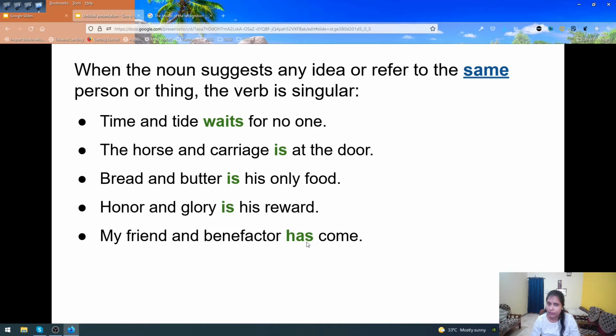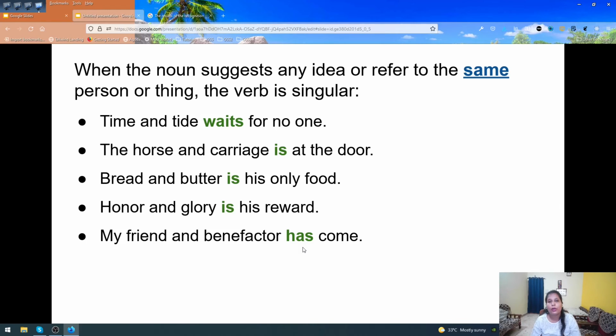Yes, I hope you understood. Till now we have gone through 3 rules of using verbs. The first one is when the noun is singular, our verbs should be singular. When the noun is plural, our verb should be plural. And for the pronoun you, the verb is always plural. Yes, that was the first rule.